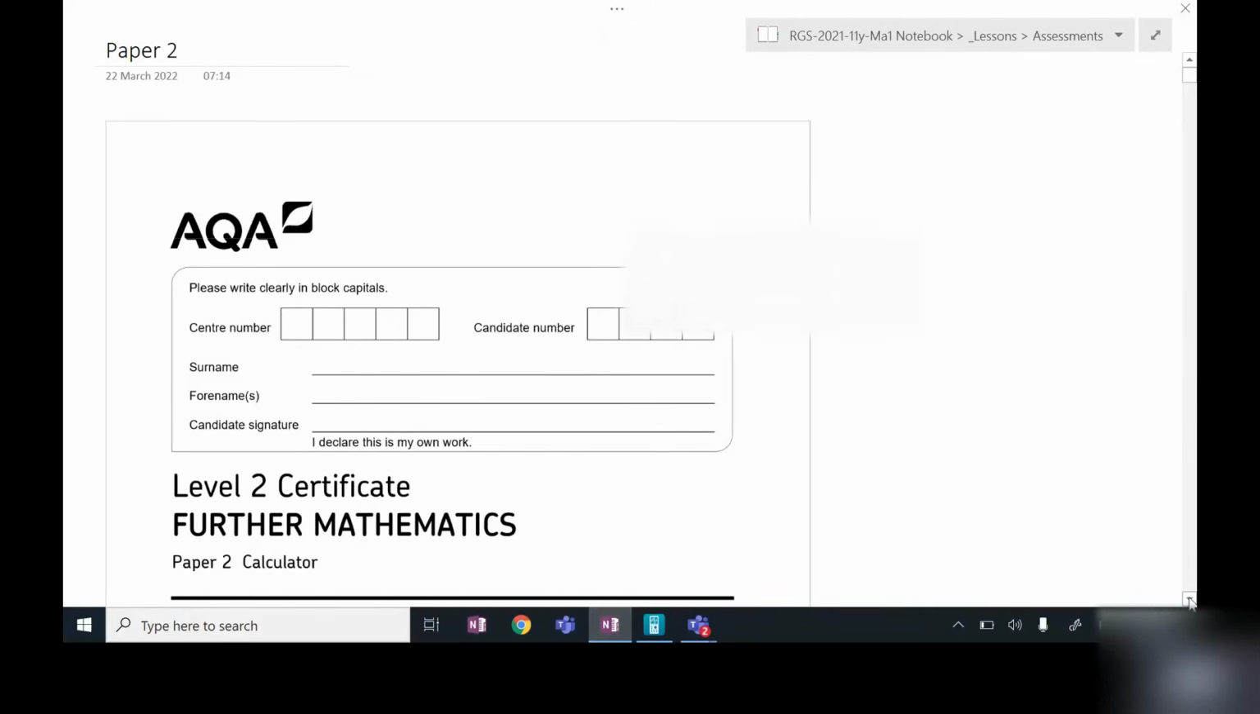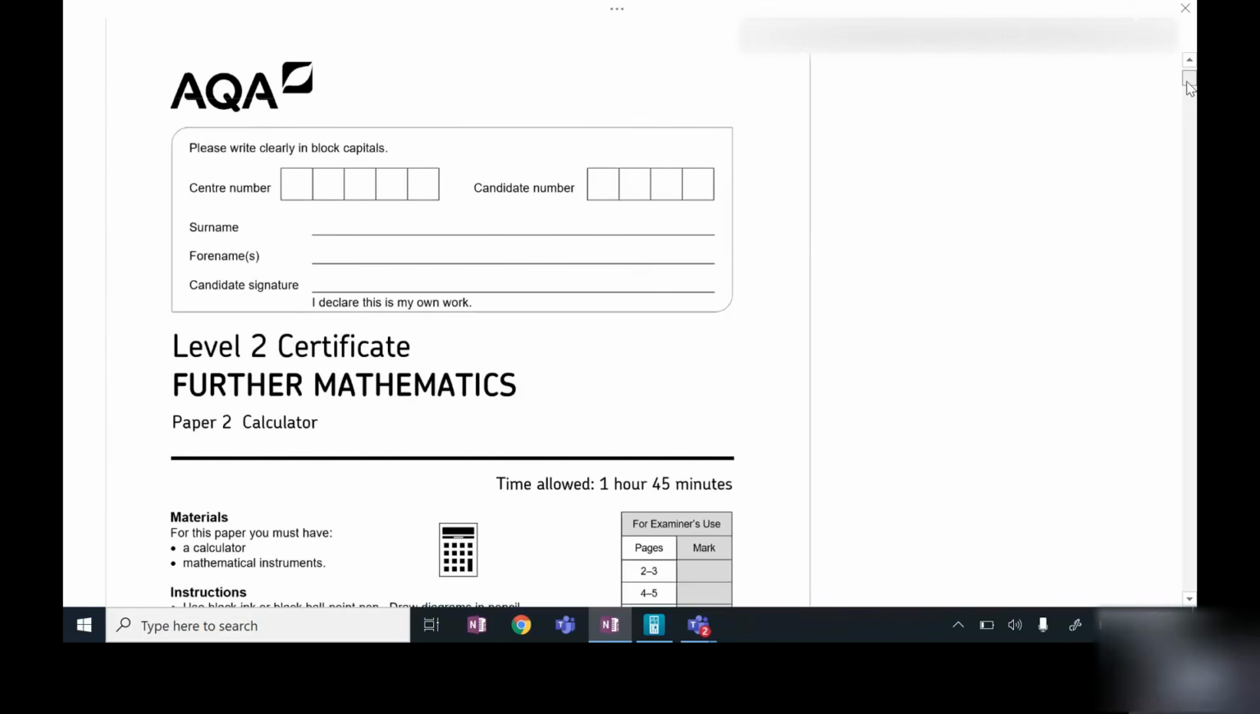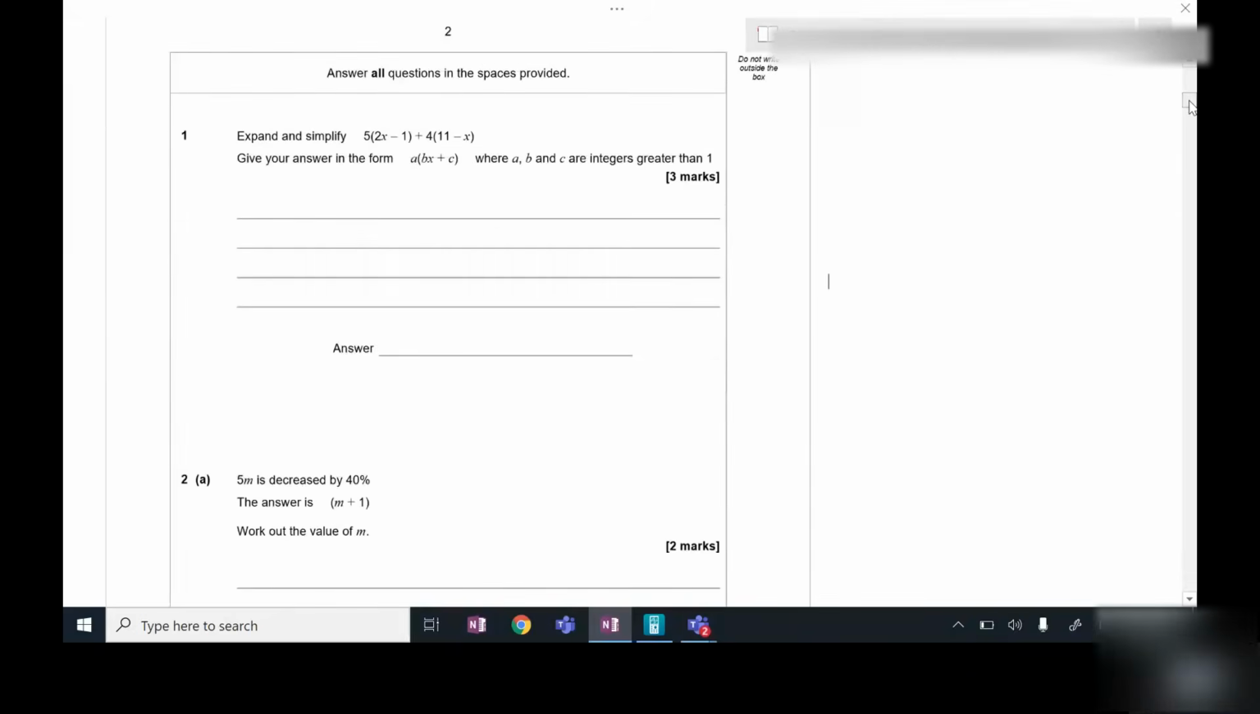So this is the level 2 certificate in further maths paper 2, calculator paper, for 2021. So question 1.